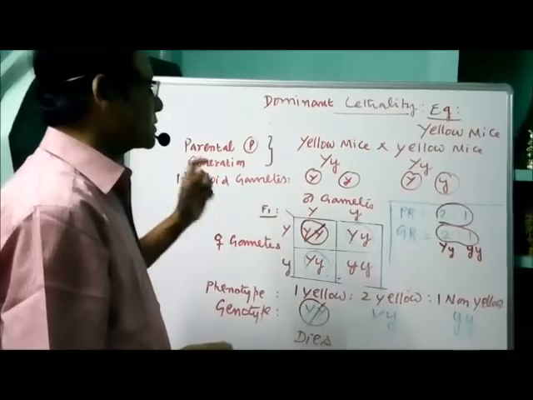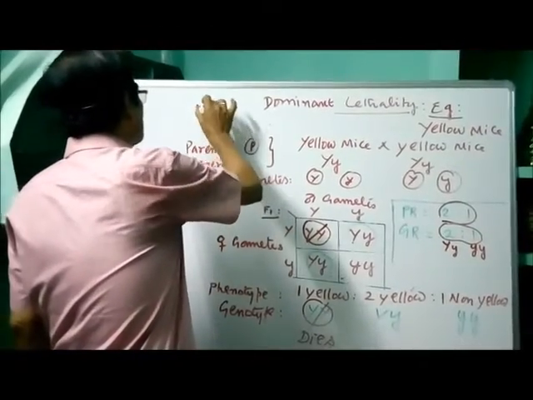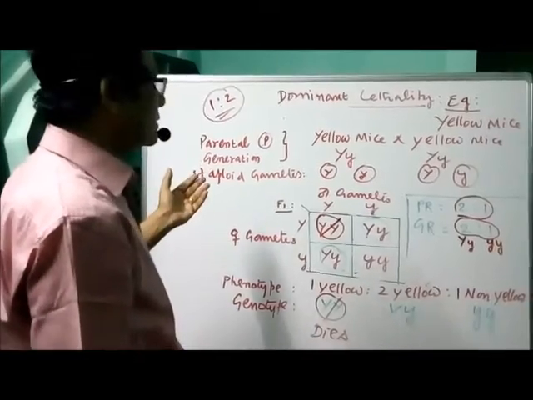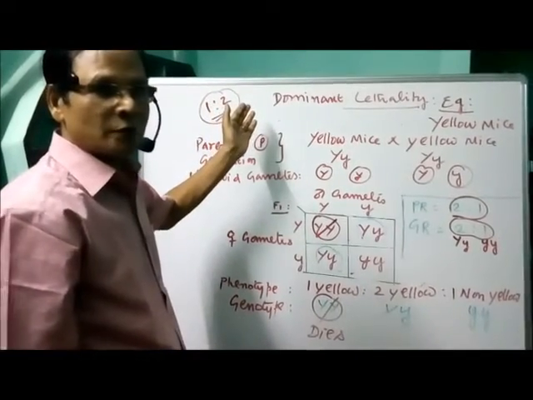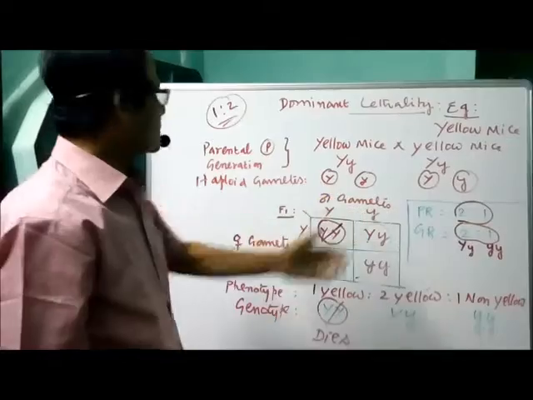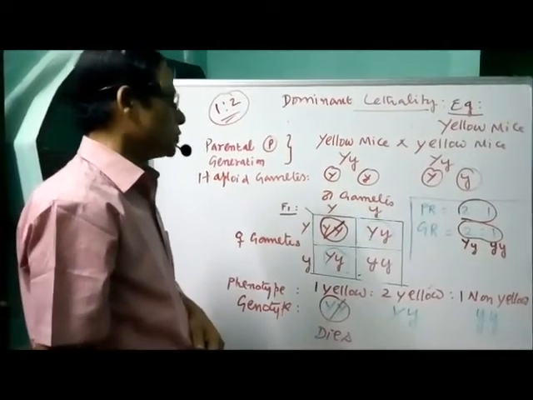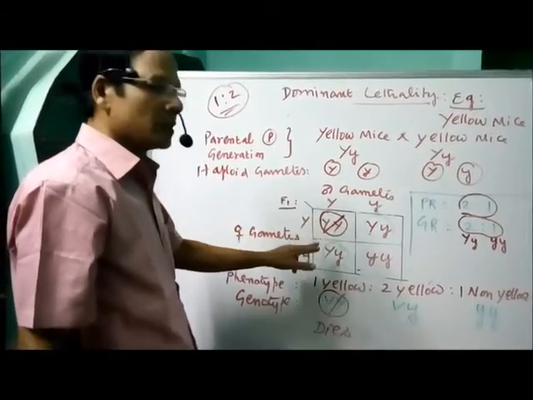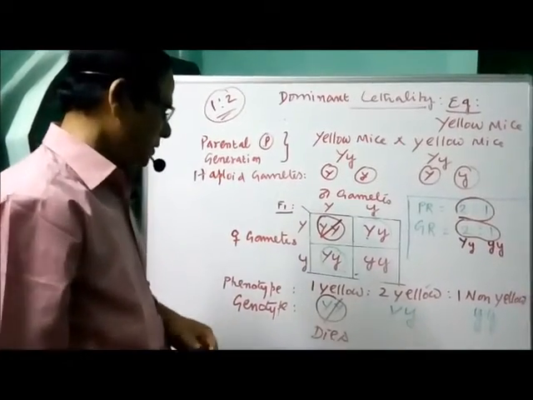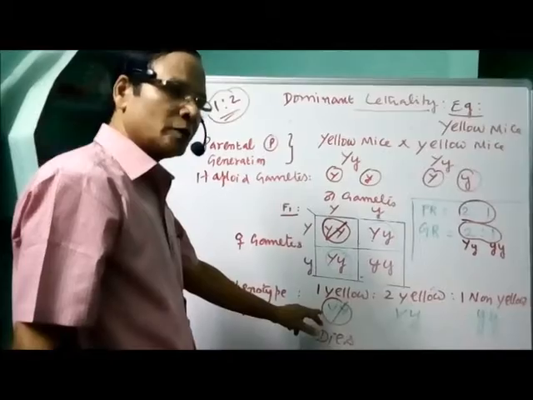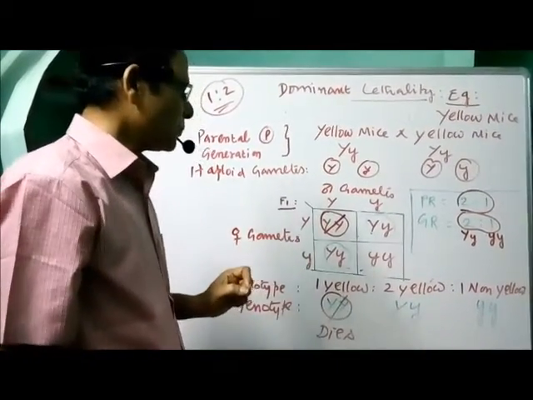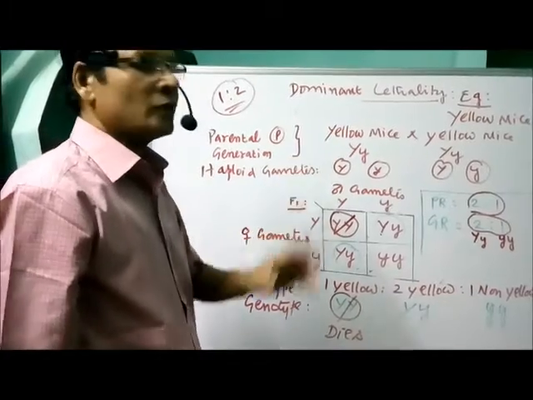So in the case of recessive lethality, we have a 1:2 ratio. This is in the case of homozygous recessive lethality, where the homozygous recessive individuals die. But in this case, the ratio is 2:1 because the individuals with the dominant allele in homozygous condition die. So this homozygous dominant yellow dies, and we are getting only two heterozygous yellow and one non-yellow variety.